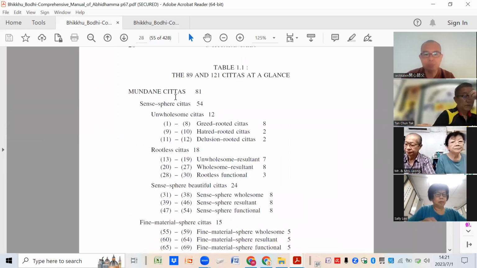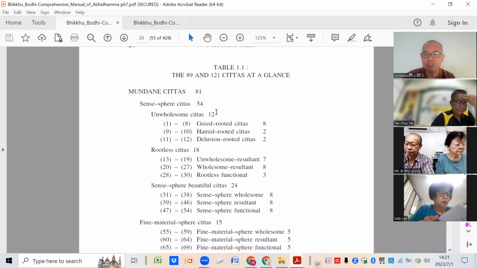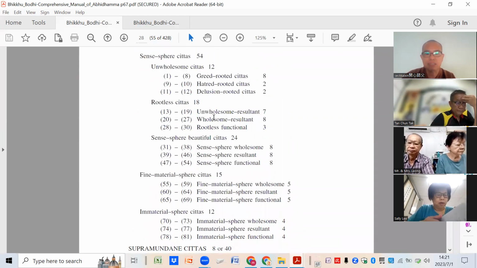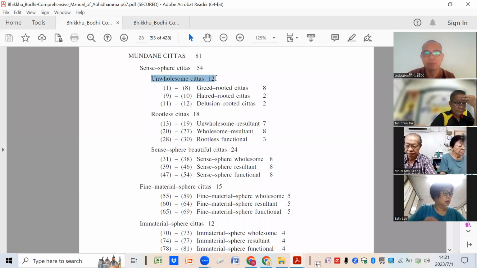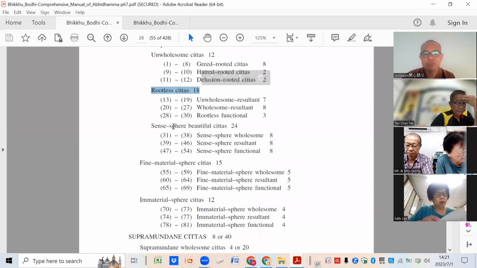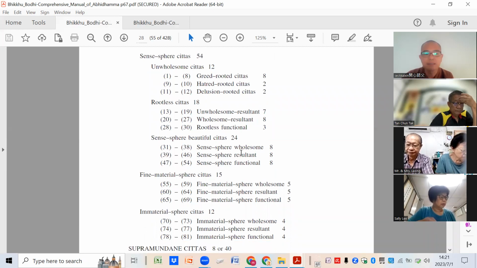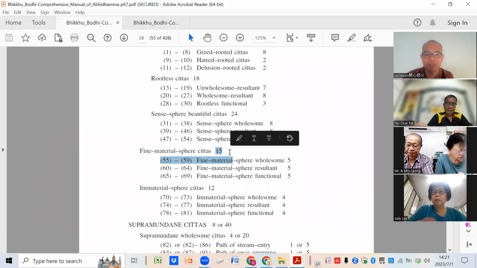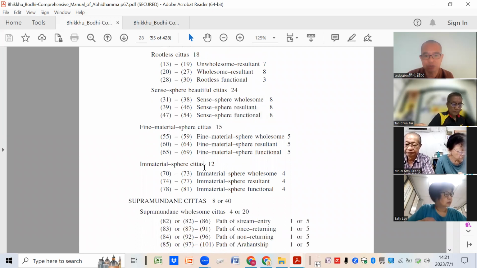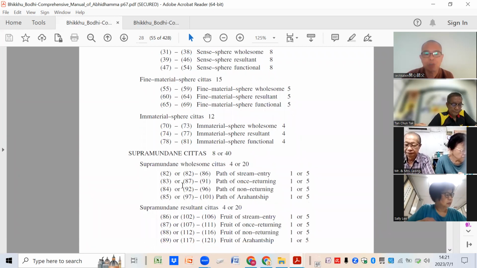Remember in the previous lesson, we talked about 81 mundane citta. So 81 mundane citta, meaning there will be 12 unwholesome citta, 18 rootless citta, and 24 sense-sphere beautiful citta. 54 is calculated by adding 12, 18, and 24. Then the 5 material sphere, we got 15. Immaterial sphere, we got 12, right? Here, basically, we got 8.